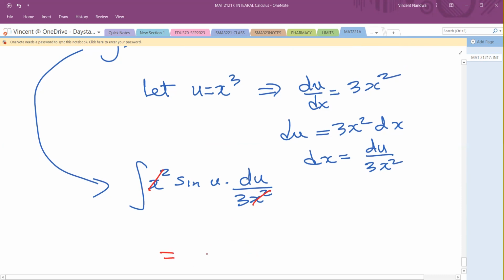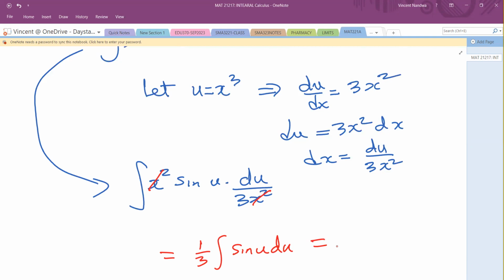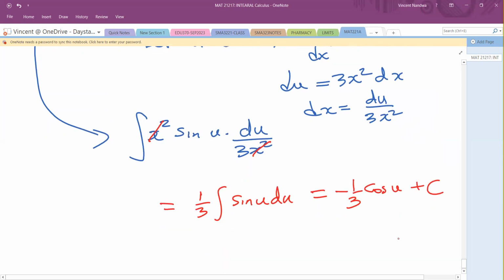Is that a question? And so what would be our final answer in terms of u? A third. When you integrate sine, you get which function? Negative cos, okay? Yeah, negative cos, and then plus c, but then you remember to replace the original variable. So you have negative a third cos of x cubed plus c. So that would be the answer.